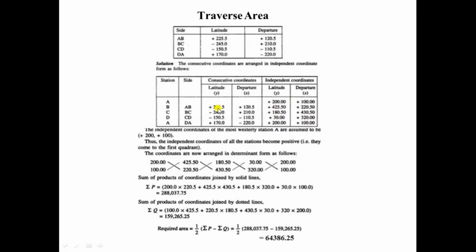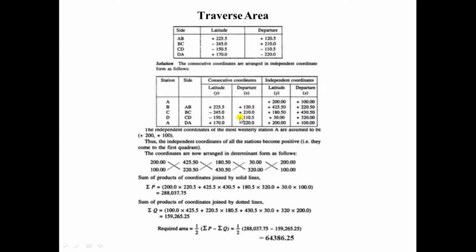First, we have to select the maximum reading, 200, and add it to our actual latitude. 425 minus 245 is equal to 180.50. After that we have to subtract 150, so 30 plus 170 is equal to 200, and in that case we can choose 100. That value we can get from the consecutive coordinate.